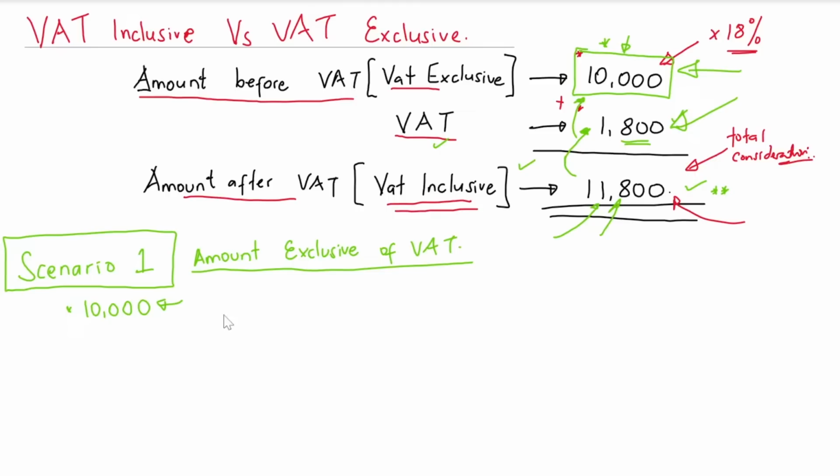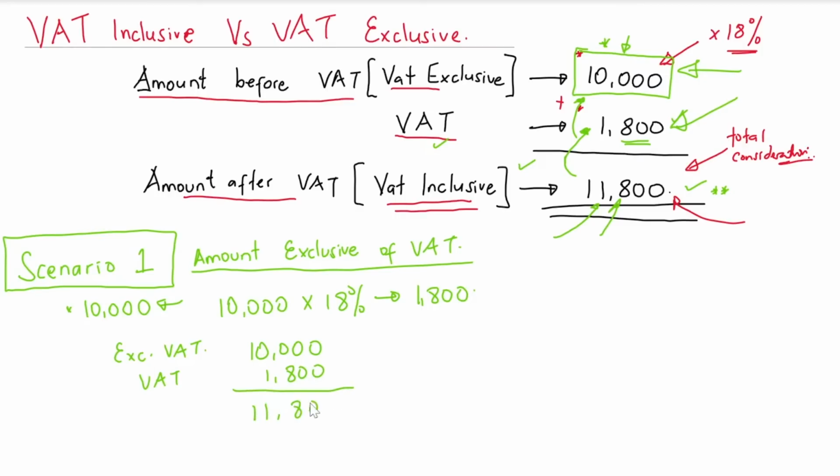This one is very straightforward. This 10,000 means we are going to apply the VAT rate, so it's going to be 10,000 multiplied by 18%, and you're going to end up with 1,800. So it means here you have the 10,000 as exclusive of VAT, you add your VAT, which is 1,800, and at the end of the day, when you add the two, you have 11,800, and this is going to be VAT inclusive. Okay, this is straightforward. So the first scenario is straightforward.